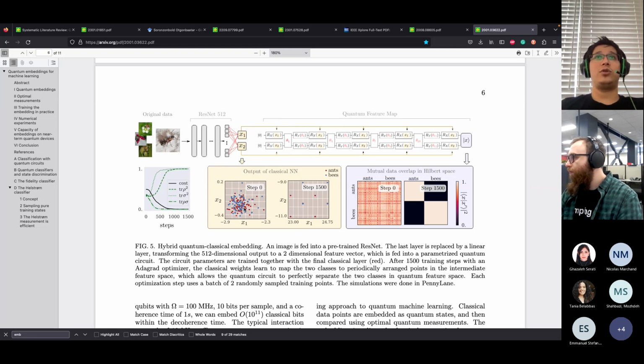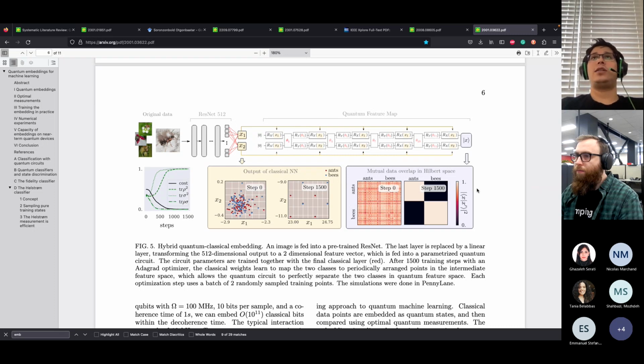So at step 0, you can see the data is basically noise. But after the training, you can see that the neural network learns to put the data in a periodic way. And this is because the gates that we use on the quantum circuit have a period. So their rotation always has a period of 2 pi. And here you can see that the neural net learns to put the data in this way, so that the quantum circuit can exploit this embedding.